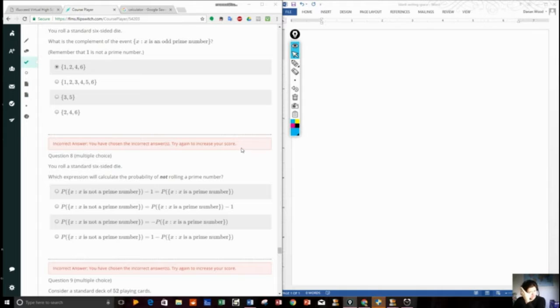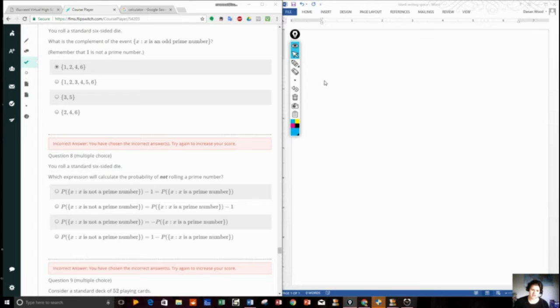So this is the complement rule. So we're going to find the probability that x is a prime, and I'm just going to shorthand it, is going to equal 1 minus the probability that x is not a prime. So that's what we're going to look for. I said this completely wrong.